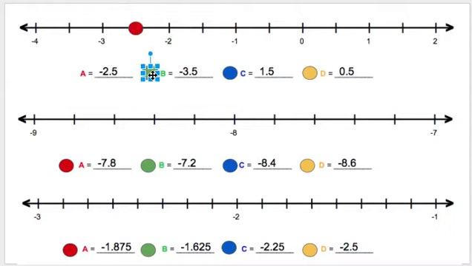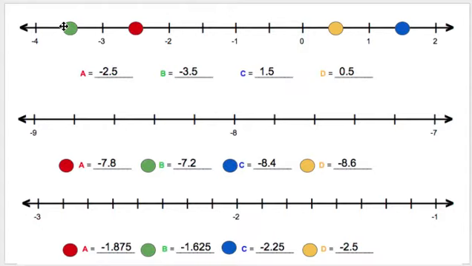Negative 3.5, farther or more in debt than negative 3, halfway between negative 3 and negative 4. Positive 1.5 falls in between 1 and 2. And positive 0.5 is more than 0, but less than 1, halfway between the two. This makes it really easy for me to list least to greatest or greatest to least. We would have letter B, then letter A, then letter D, and then letter C, going from left to right because the numbers on the left are always smaller than the numbers on the right.